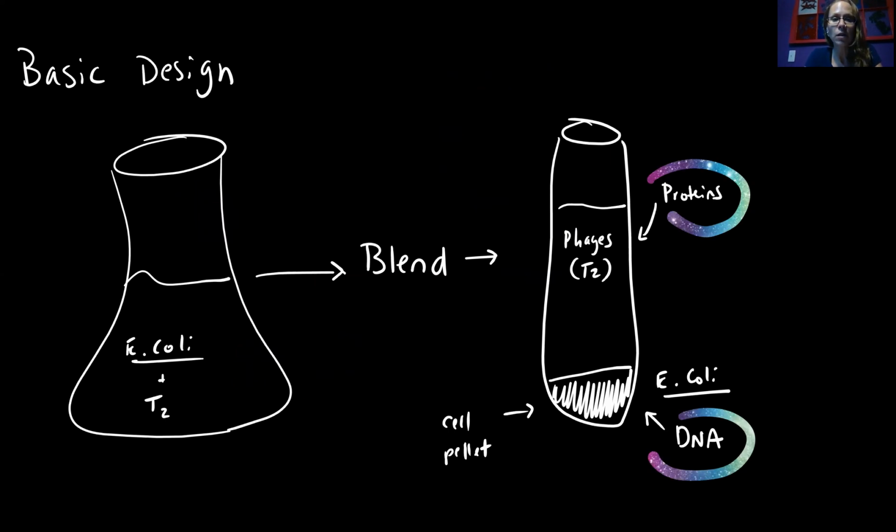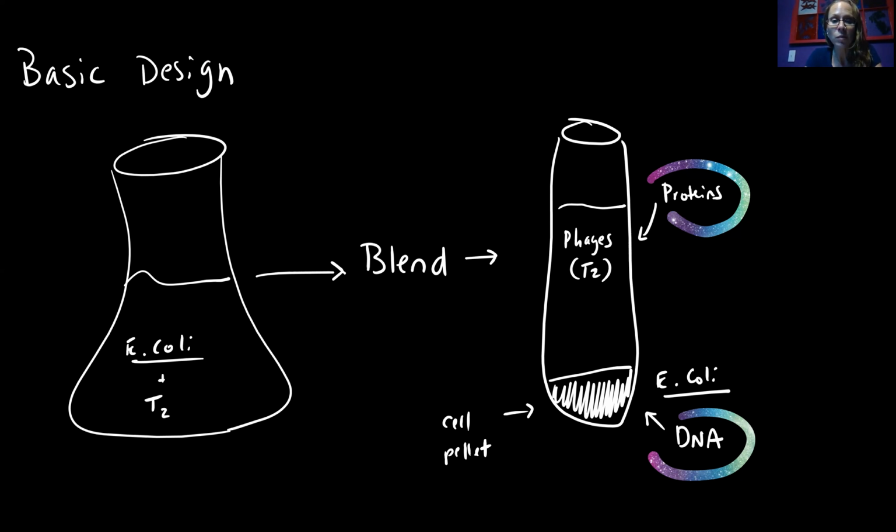So what they did, their basic design was to take both E. coli and T2 in a flask, blend it, and then separate out the components. And you're going to see the phages in the fluid at the top, and you're going to see the E. coli pellet at the bottom.